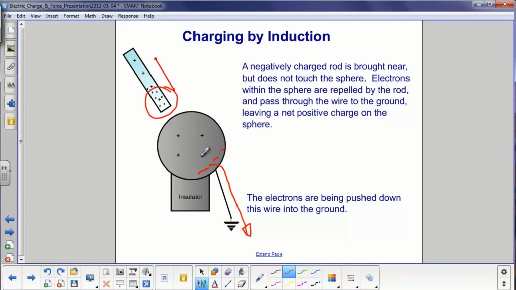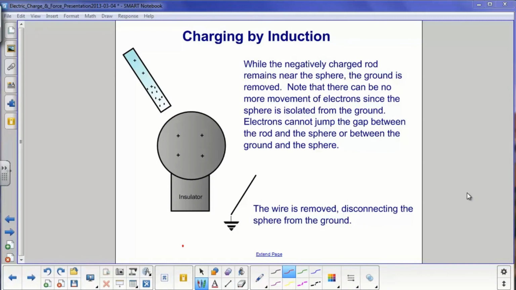They're too heavy. They're locked in the middle of the atom. So we will be left with a positively charged sphere. While the negatively charged rod remains near the sphere, the ground is removed. That is key. The ground has to be removed while still in the presence of the negative rod.